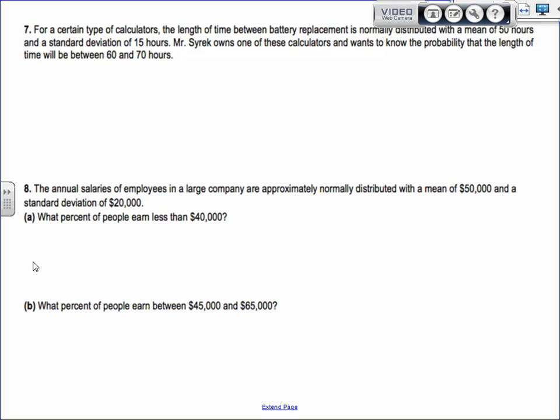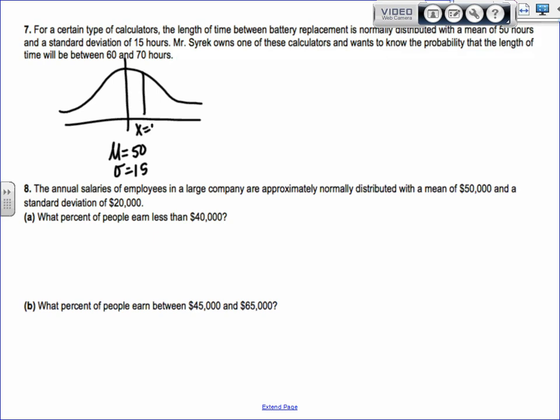Okay, so number 7, it says for a certain type of calculator, the length of time between battery replacement is normally distributed with a mean of 50 hours and a standard deviation of 15. Mr. Cyric owns one of these calculators and wants to know the probability that the length will be between 60 and 70 hours.